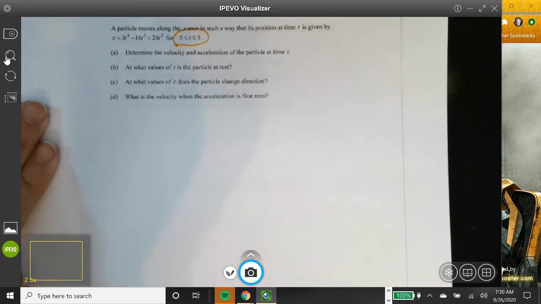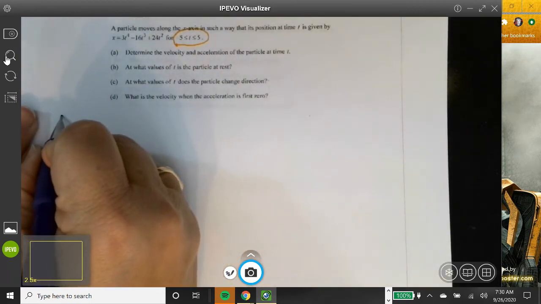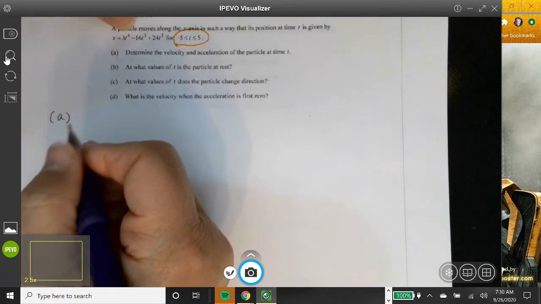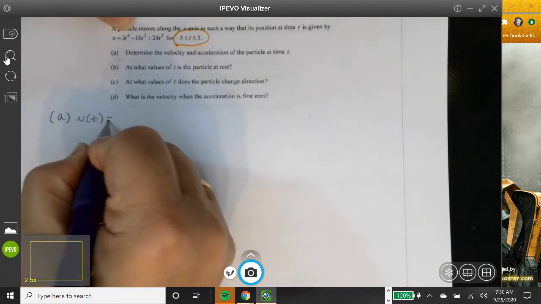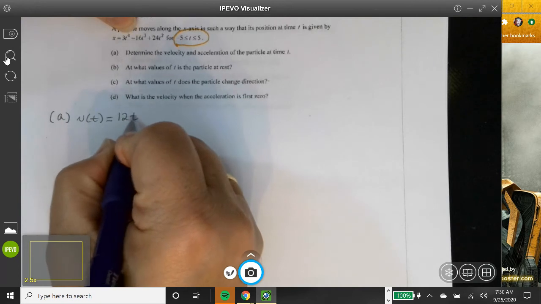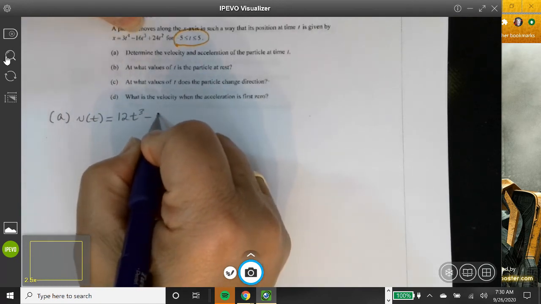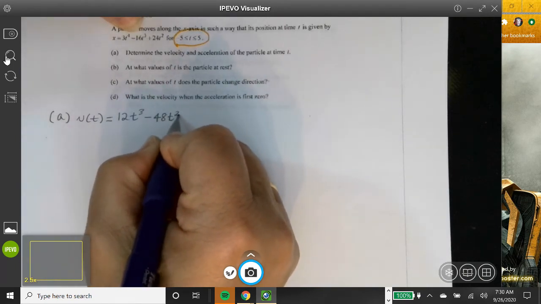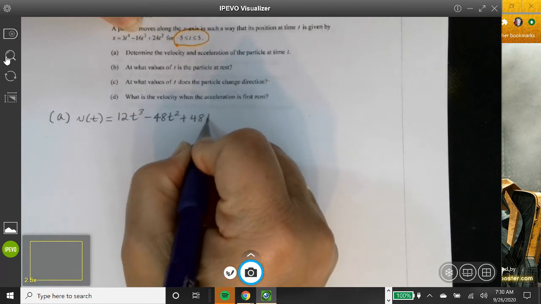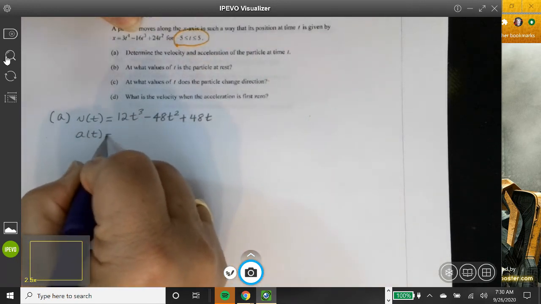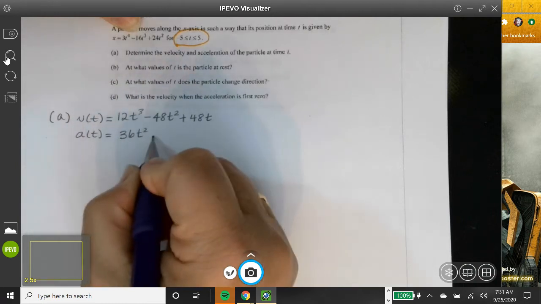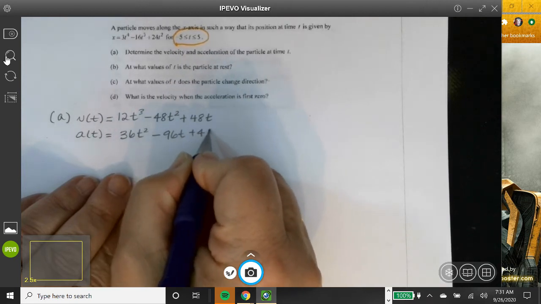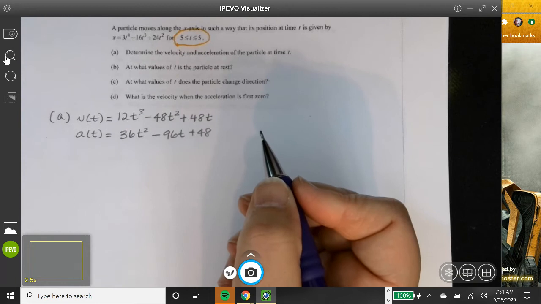Determine the velocity and the acceleration of the particle at time t. Okay, well, that's easy enough. I just take the derivative of this. So using the power rule, the derivative would be the velocity, which is equal to 12t to the 3rd minus 48t squared plus 48t. Acceleration is going to be 36t squared minus 96t plus 48. And then I have 2 points out of the 9, which is really nice.